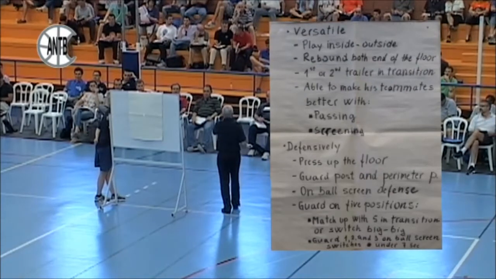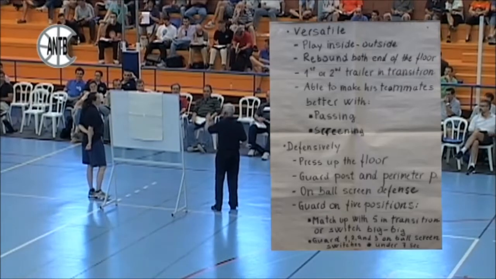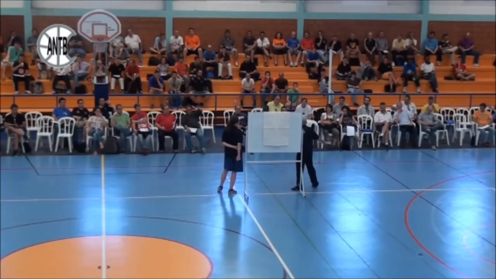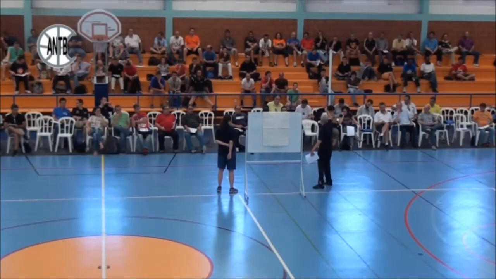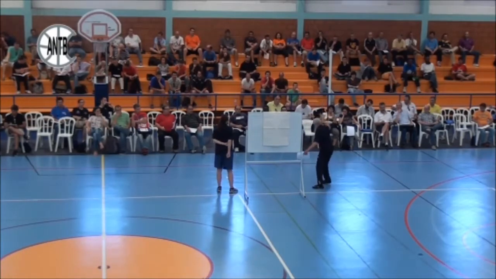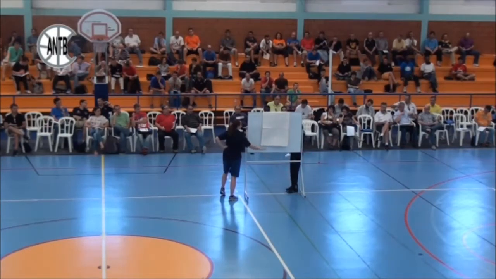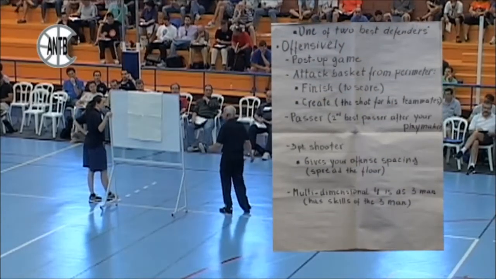I don't know how you are doing, but mostly European teams in the last 7 seconds switch. So on some occasions, 4 will be against 1. And he must be able to defend against 1. Against penetration, against the shot, he is taller, so he can stop the shot. But he must be able to play 1-on-1. So in this case, he must be one of the 2 best defenders, for sure.